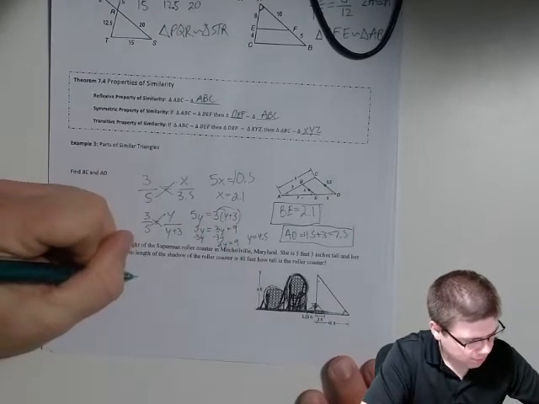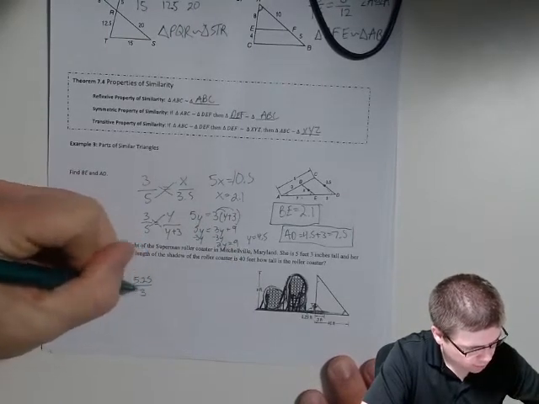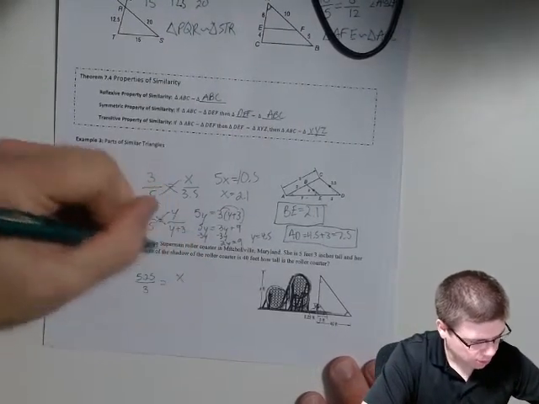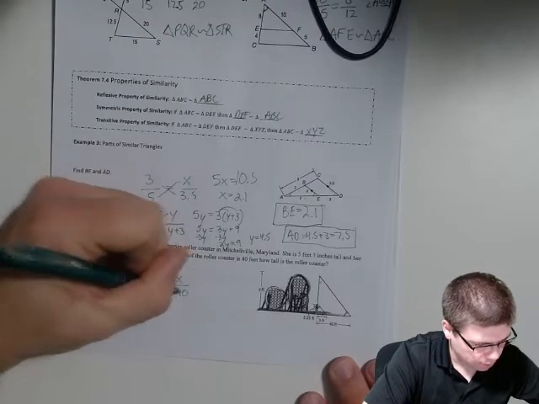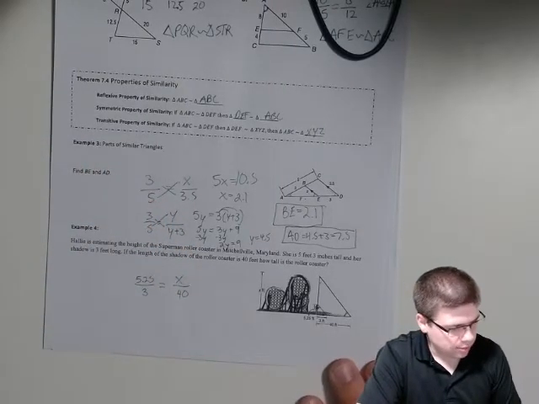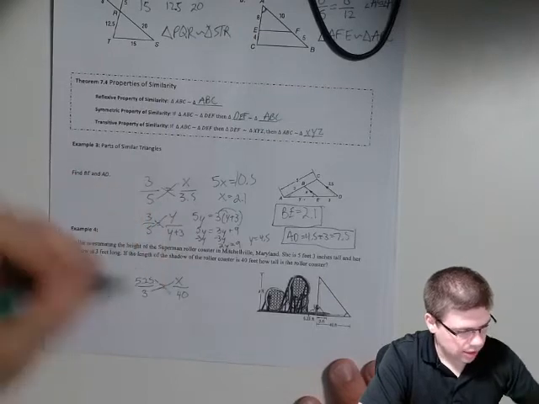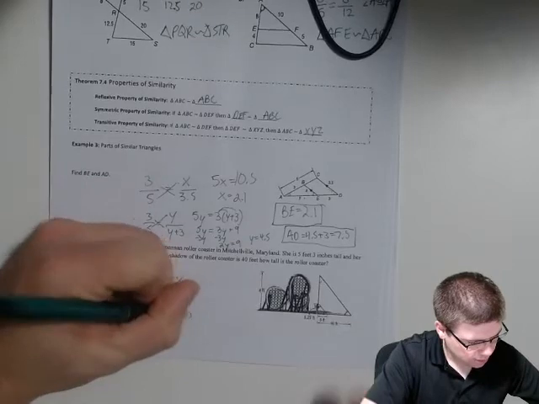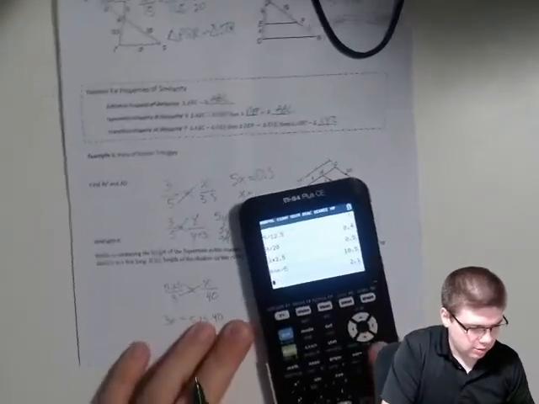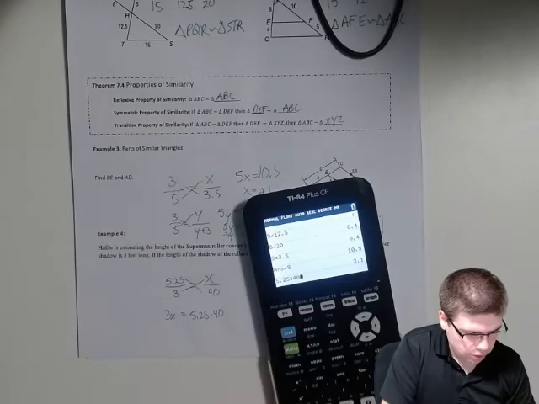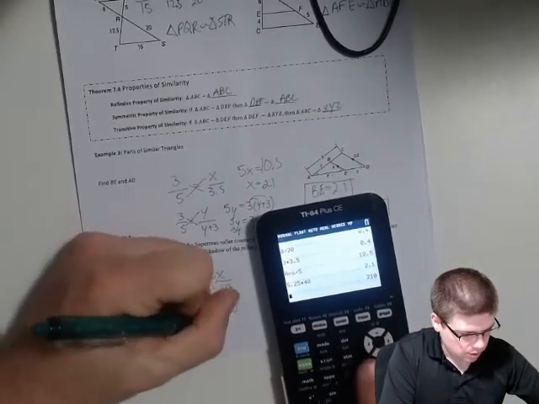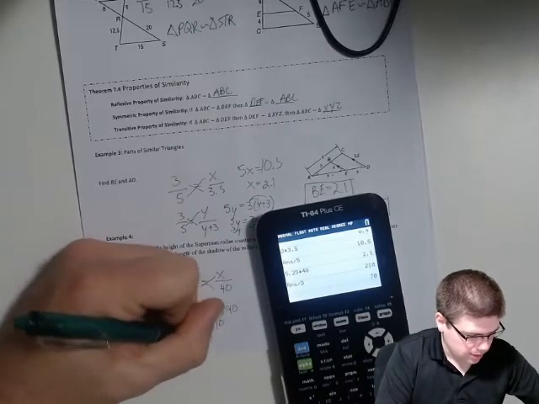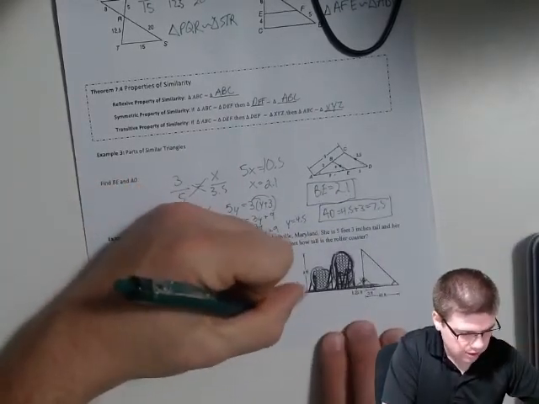So we could set up 5.25 over 3. Her height to shadow length ratio is going to match the roller coaster's, and I'll call it x over 40, right? The 40-foot shadow. So we can then cross multiply and solve. 3x is equal to 5.25 times 40. Let's make sure we get this right. 5.25 times 40 is 210, equals 3x. Divide by 3, and x is 70. And so the roller coaster is 70 feet tall.